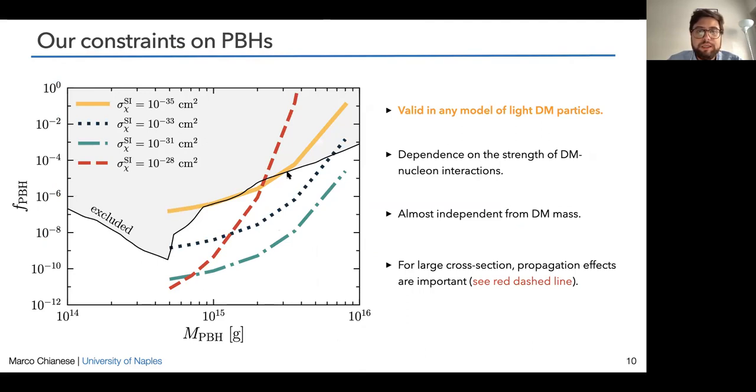They depend linearly on the cross section, as you can see here, for small enough values of the cross section, while for cross sections larger than 10^-31, the propagation effects become important, as I said before, and this causes this very peculiar behavior for the red line. But in any case, you can see that in the EPBH dark matter scenarios, we are able to improve the current constraint on f_PBH by a few orders of magnitude, depending on the dark matter cross section.